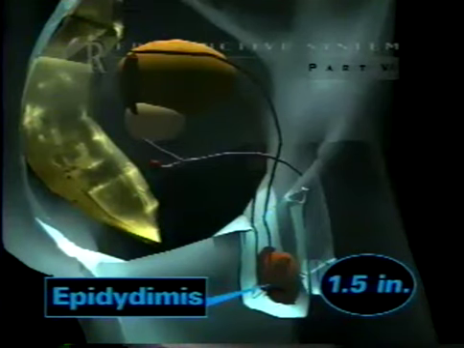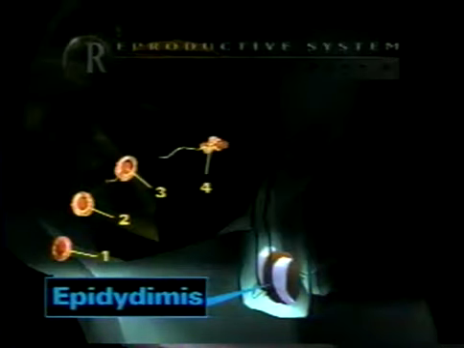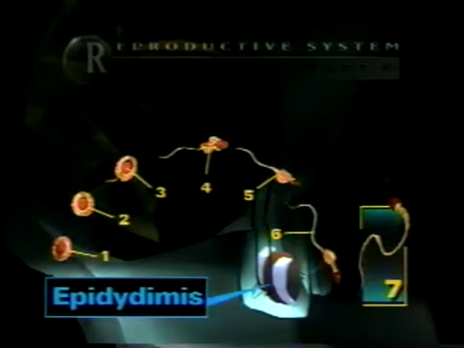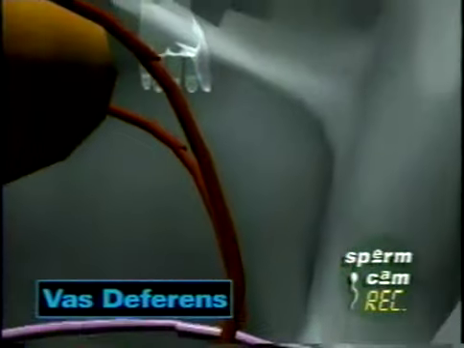the urethra. The epididymis is a coiled tube about 1.5 inches long and is found on the posterior surface of each testis. The epididymides receive immature sperm from the testes. The sperm mature and learn to swim as they wiggle through the epididymis for about 20 days. After leaving the epididymis, the sperm enter the vas deferens, a tube that is about 18 inches long.